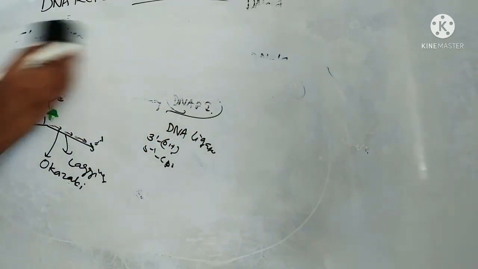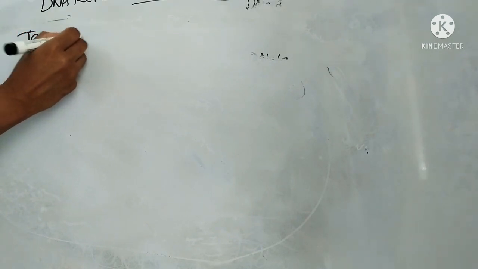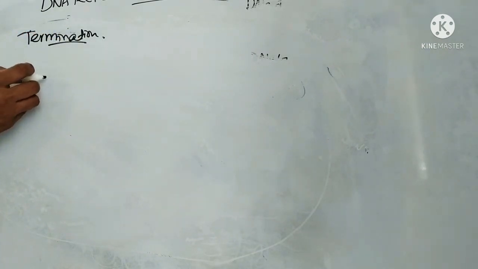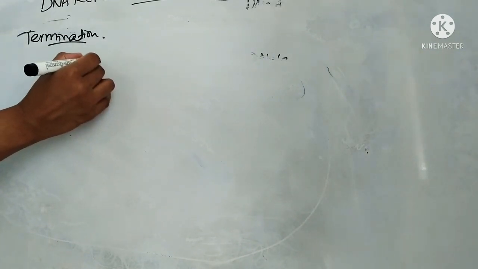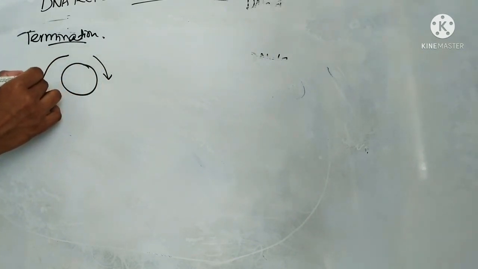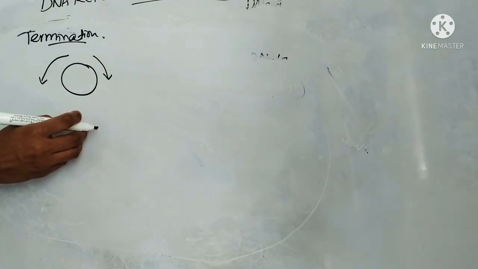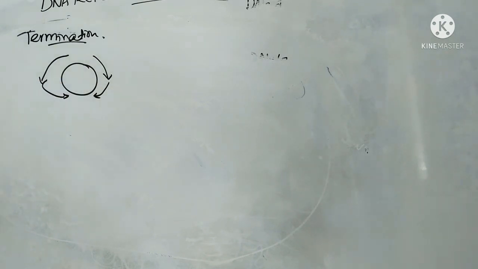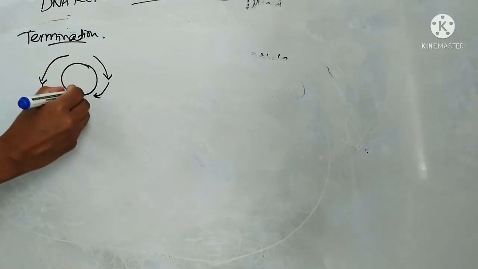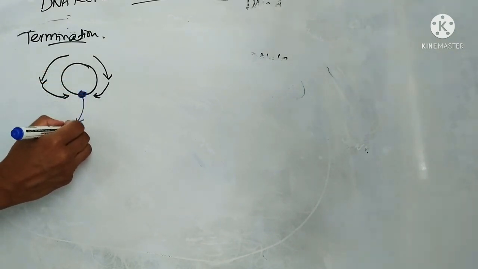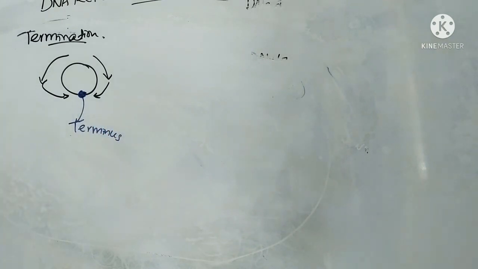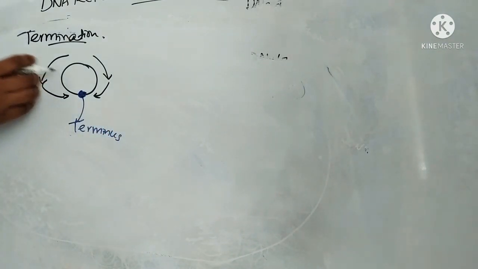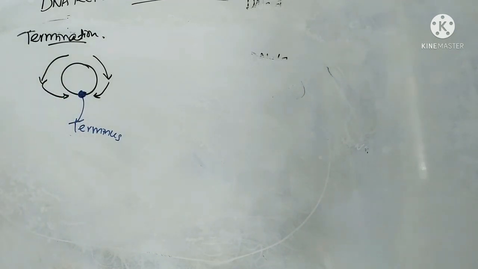Next step is termination. Termination means the two replication forks move bidirectionally in opposite directions. Then they will meet at a position. They will meet here. And this point is known as terminus region. So, the two replication forks move bidirectionally, they are going to meet at a particular point, and this point is known as terminus region.